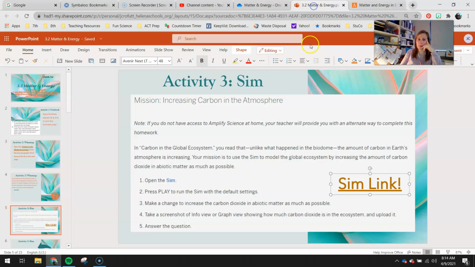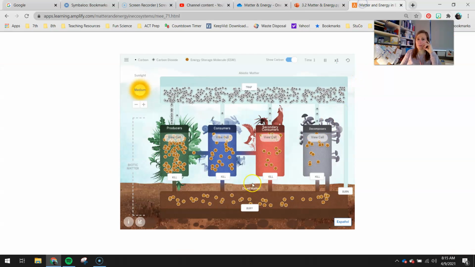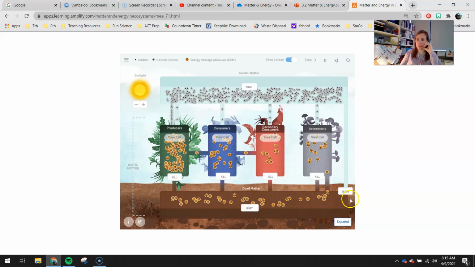So I'm going to go ahead and press play, and then take a screenshot of the info view or graph view showing how much carbon dioxide is in the ecosystem and upload it. Okay, and then we'll have a question to answer. All right, so you guys will change whatever you need to on here.